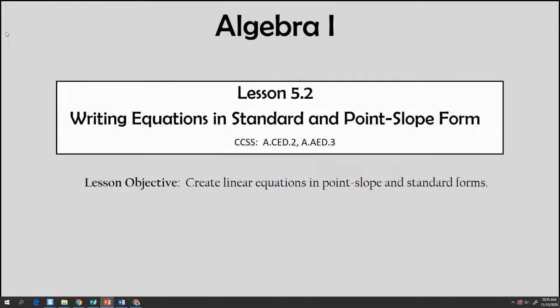All right, so today we're going to begin work in lesson 5.2, which is writing equations in standard and point slope form. So we're going to look at these two forms, how they're made up, and then we're going to either be given information and write equations to those forms, or be given information like slopes and intercepts and points and work to write equations in those two forms.